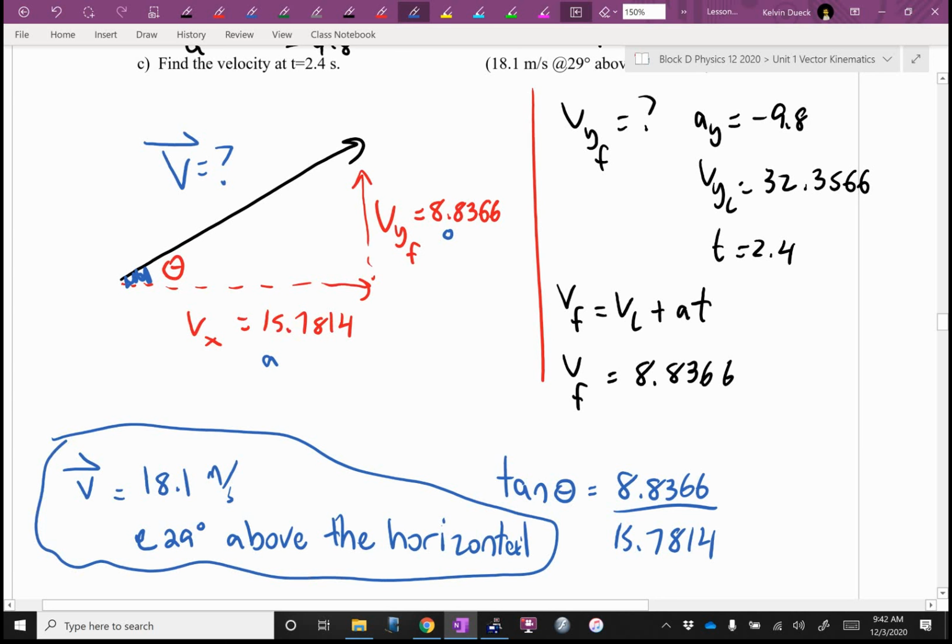So this question, part C, to me is fair game for a take-home quiz, but I don't think this year I'm going to hit you with it on a test. Is there a part D? I could have asked you what the horizontal distance is after 2.4 seconds. How far sideways has it traveled? That would just be dx equals vxt, 15.7814 times 2.4. Not a quadratic.